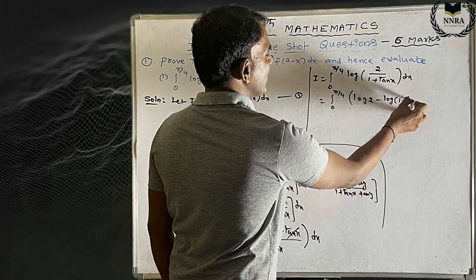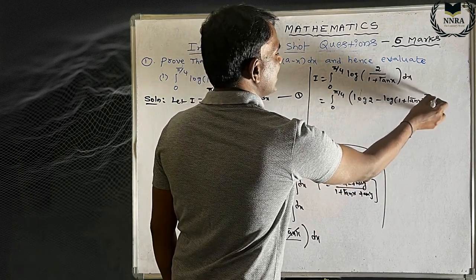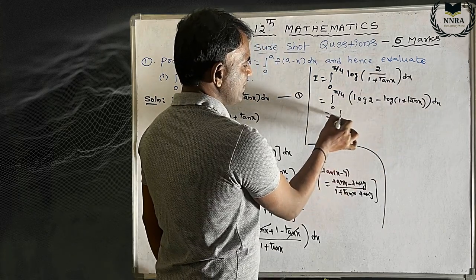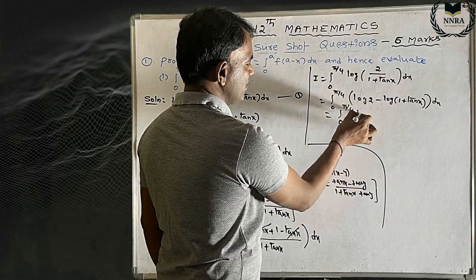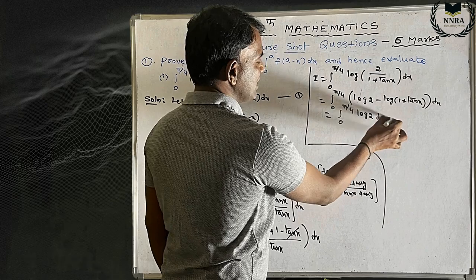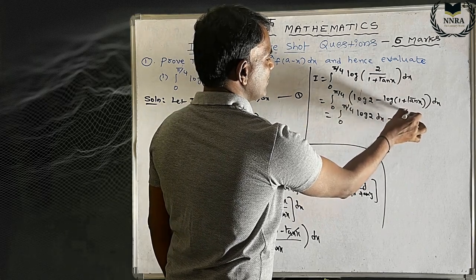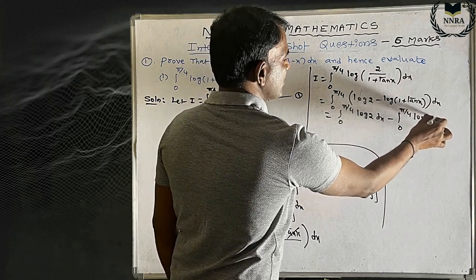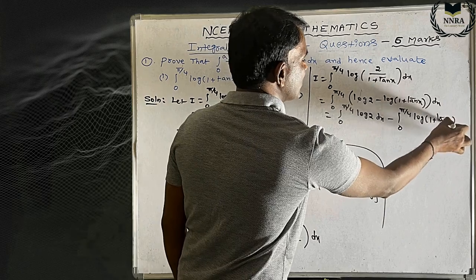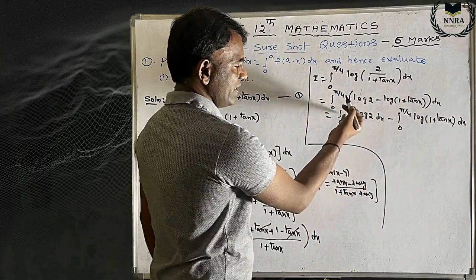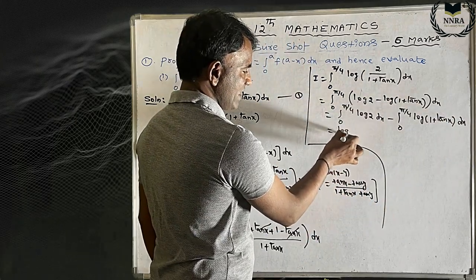B is 1 plus tan x, then dx. Now what is the first term here? Integral 0 to pi by 4 log 2 dx. Again, minus integral 0 to pi by 4 log of 1 plus tan x into dx. In this, log 2 is constant, right?